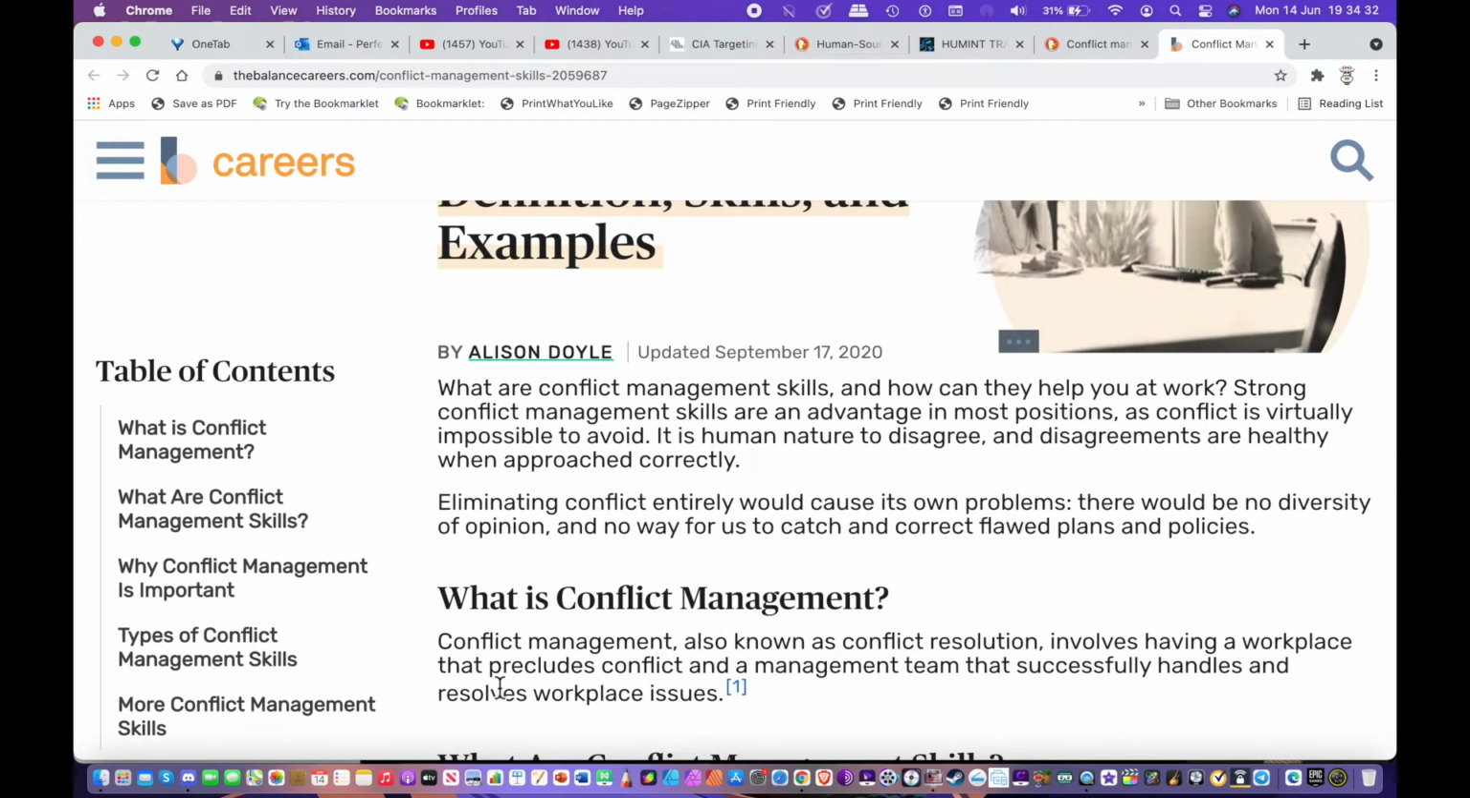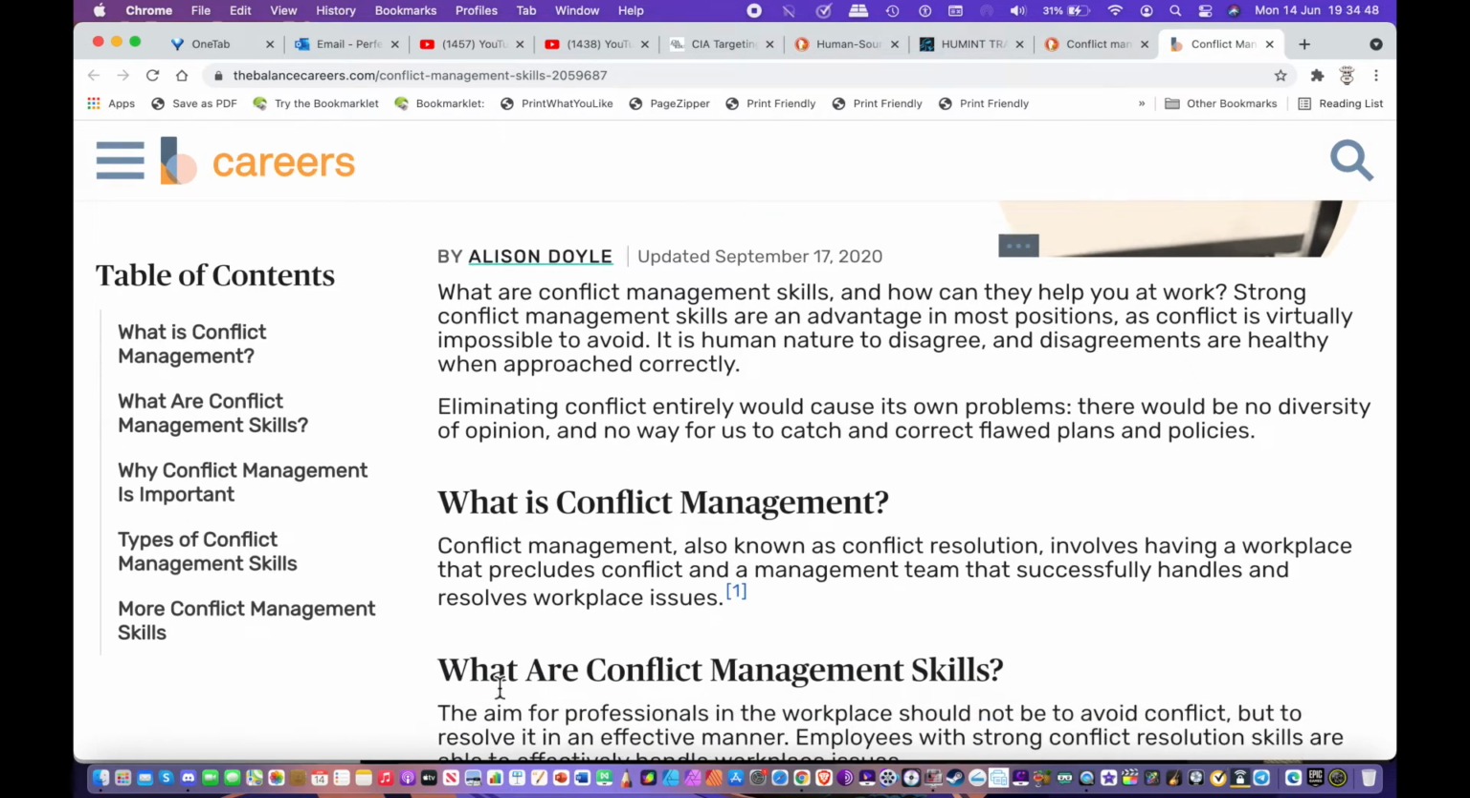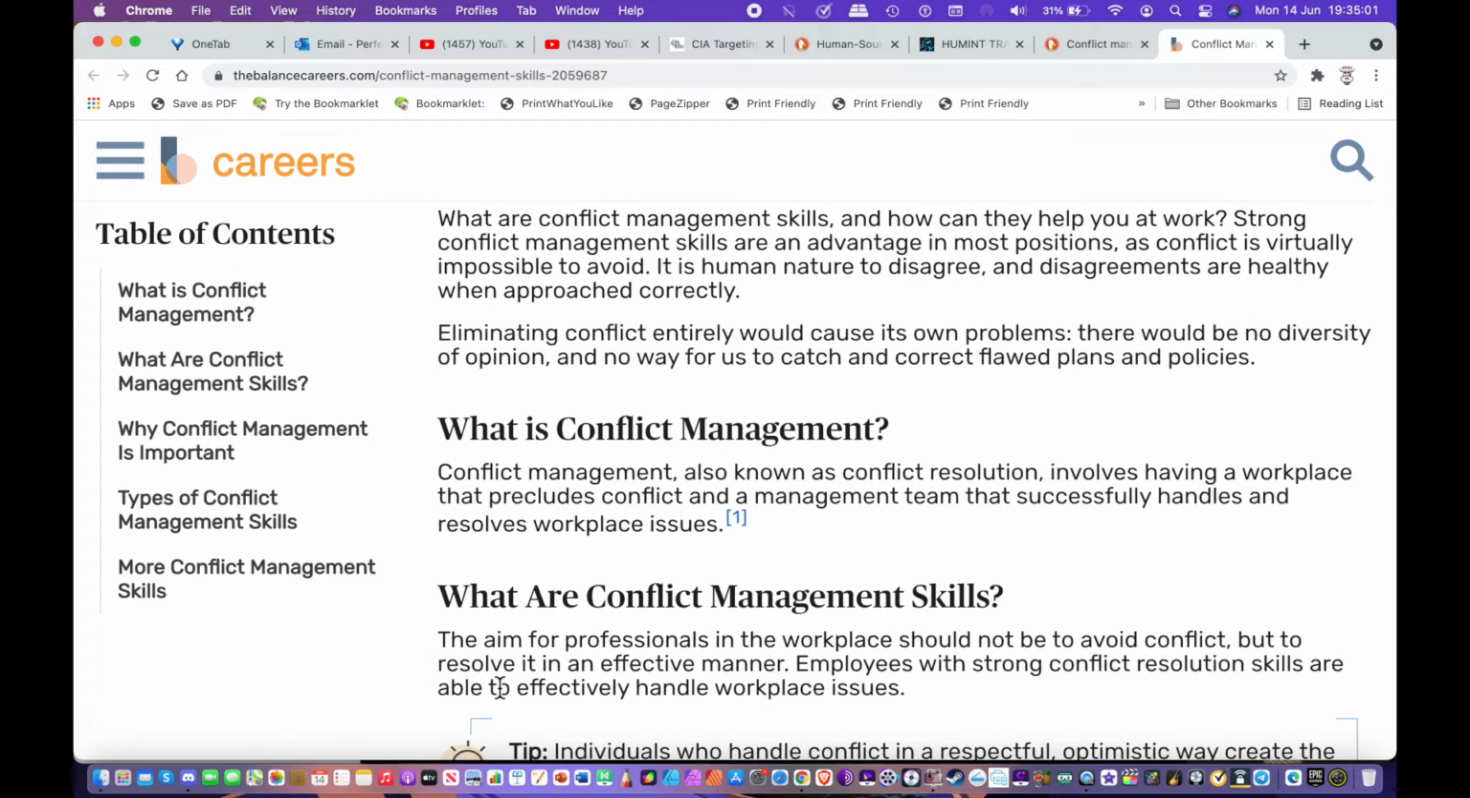What are conflict management skills and how can they help you at work? Strong conflict management skills are an advantage in most positions as conflict is virtually impossible to avoid. It is human nature to disagree, and disagreements are healthy when approached correctly. Eliminating conflict entirely will cause its own problems. There would be no diversity of opinion and no way for us to catch and correct flawed plans and policies.